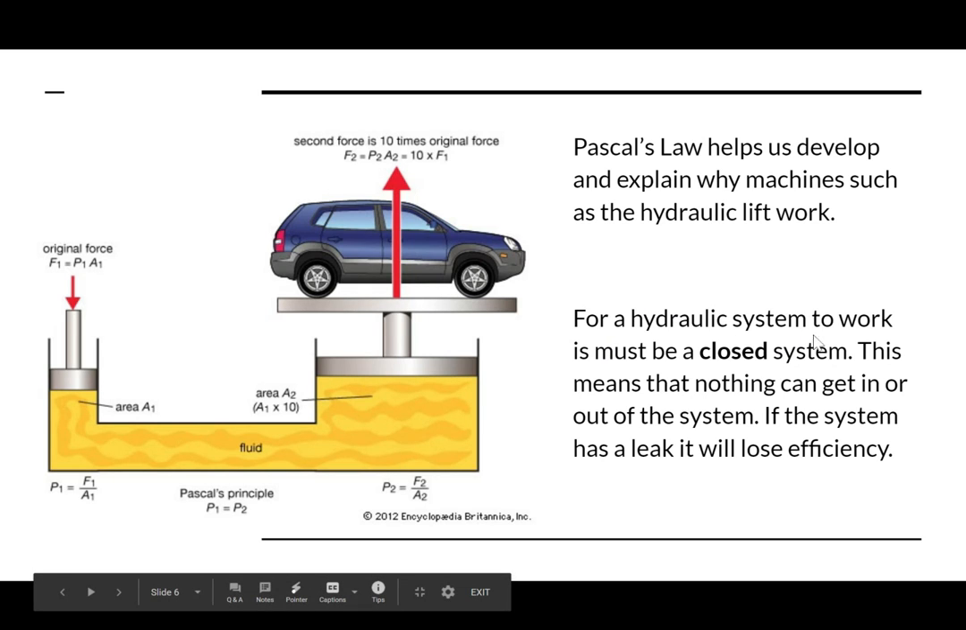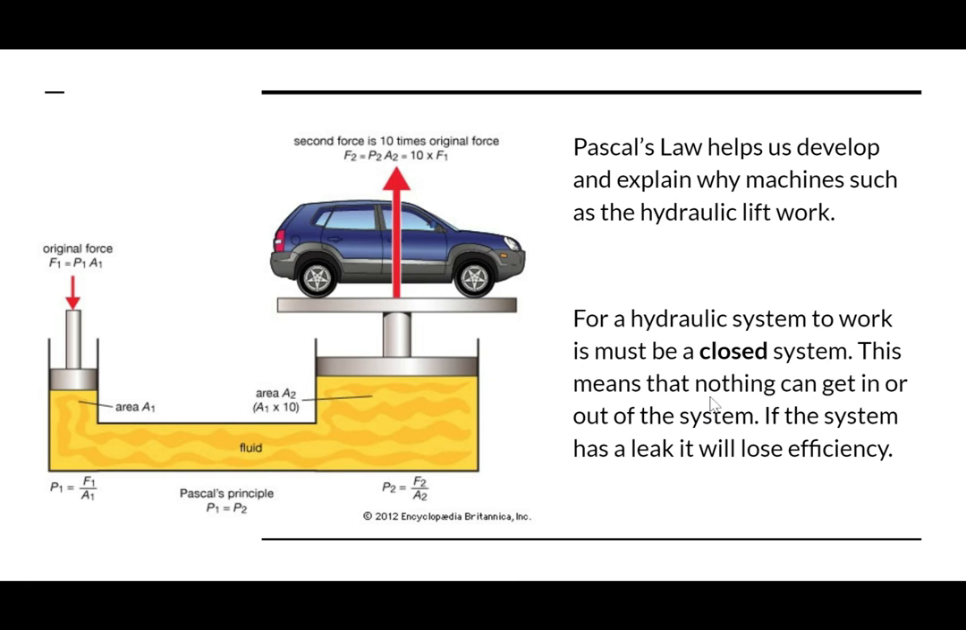For a hydraulic system to work, it must be a closed system. This means that nothing can get in or out of the system. If the system has a leak, it will lose efficiency, which we've talked a bit about and looked at yesterday. If we look here, we apply this force here, and in this hydraulic system we press down, and the fluid gets moved over here and pushes up. And because we have this larger area, it causes our force to be increased 10 times.